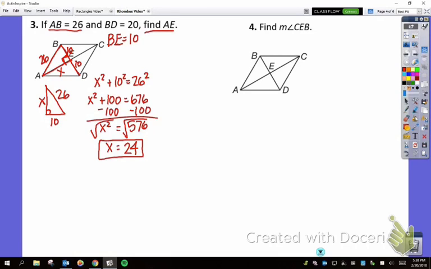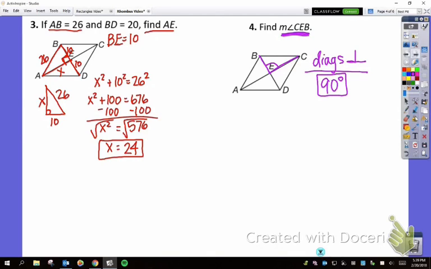You could have said 26 squared minus 10 squared equals x squared. It doesn't matter as long as you're getting to the right answer. This next one involves no work at all. We start at C, we go to E, and we end at B, and we want to know what that angle is. Remember that because our diagonals are perpendicular, that angle equals 90 degrees, and that's all we've got. It's easy as that on number 4.